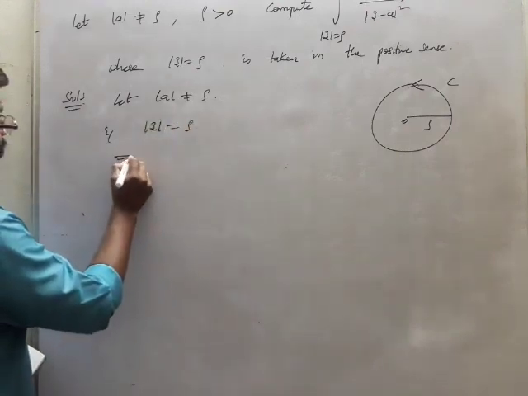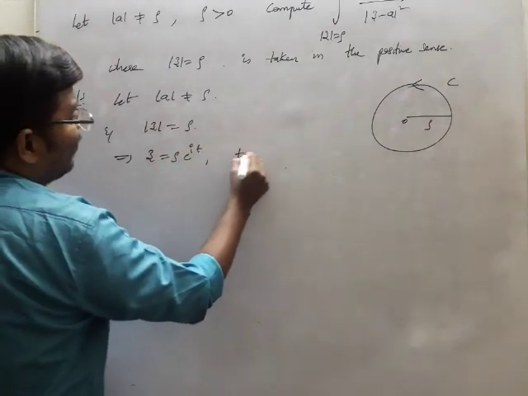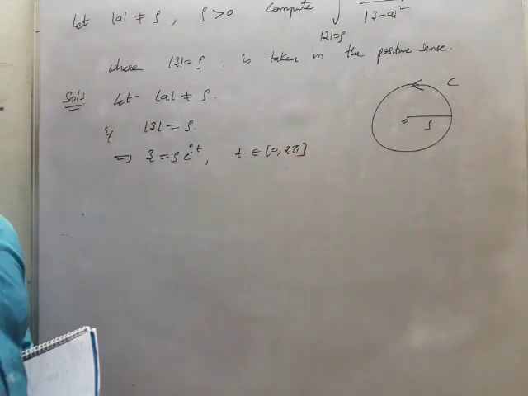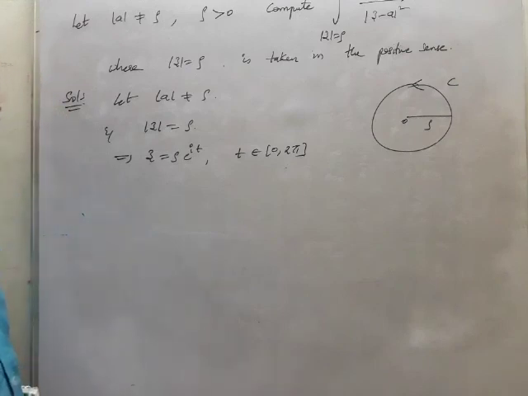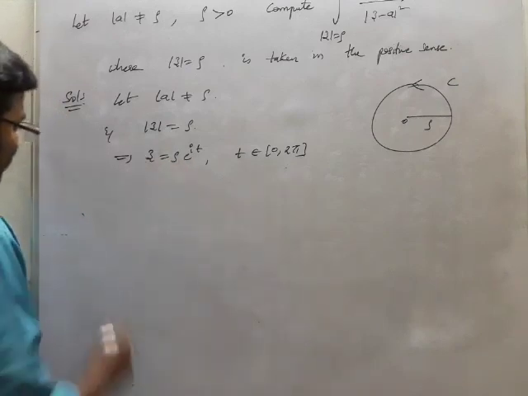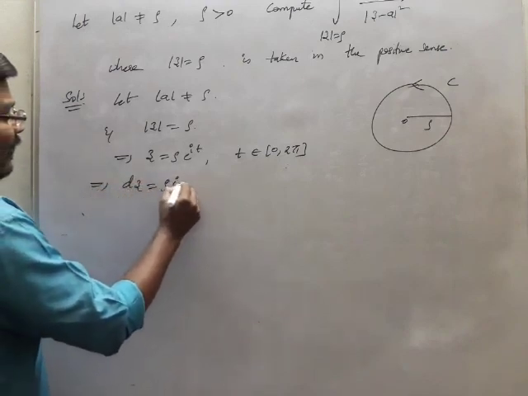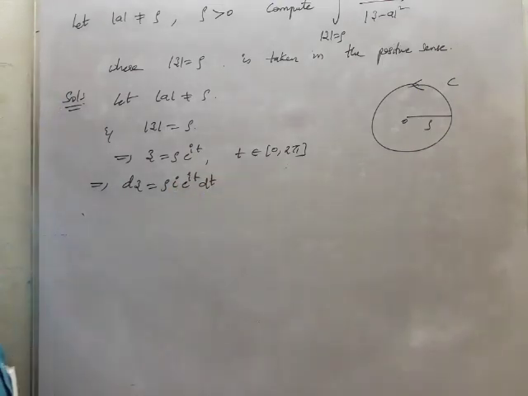So now Z is equal to rho e power I theta, where theta belongs to [0, 2 pi]. This is a condition. So t is nothing but [0, 2 pi], which we have taken. Z is equal to rho e power I theta. Now we'll try to find dz. Dz is equal to rho I e power I theta d theta. This is what we got.